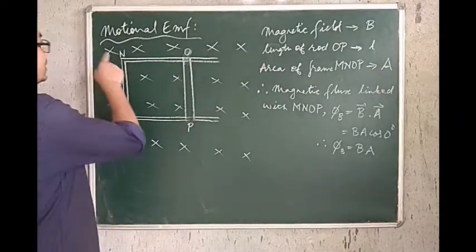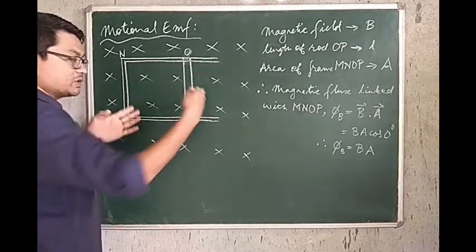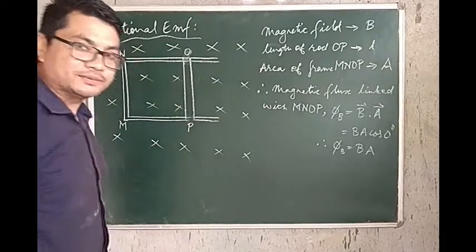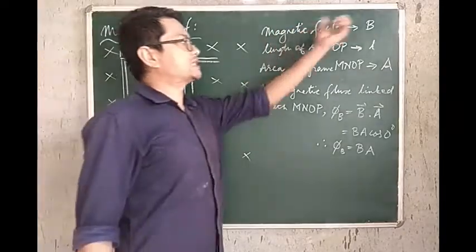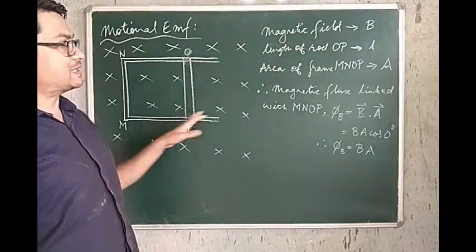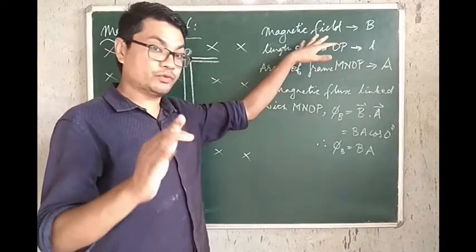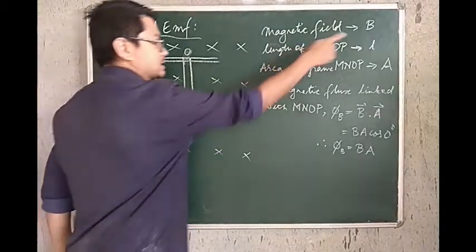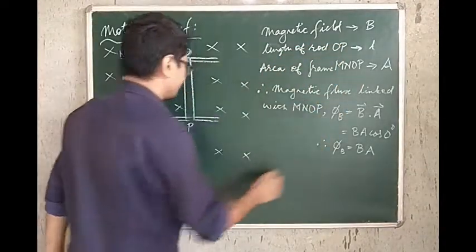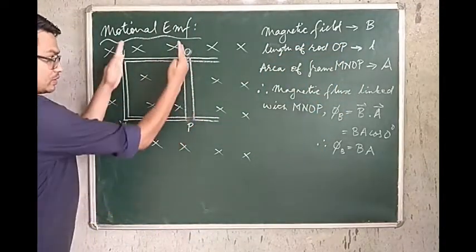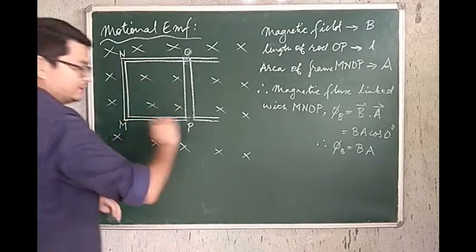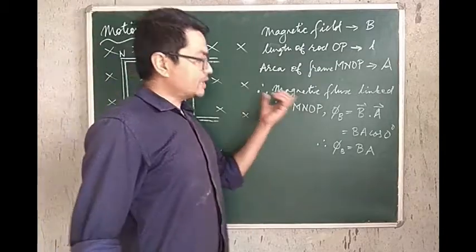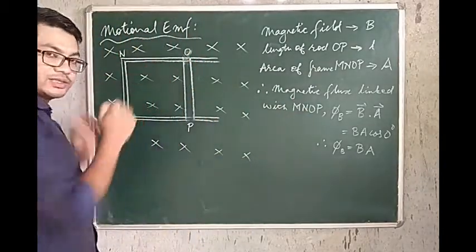And by the way, we have a magnetic field which is perpendicular to the plane of the board and going into the plane of the board, as you can see by the crosses here. So the magnetic field is B. This frame is placed in an external uniform magnetic field B. The length of the rod or the strip OP is L. The area of the frame MNOP, so this surface here, is A. So therefore, there is magnetic field passing through this area.